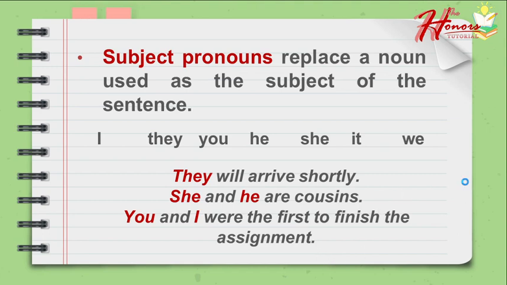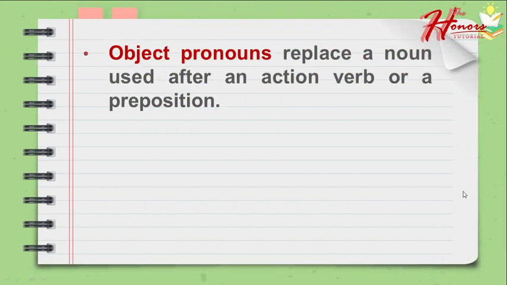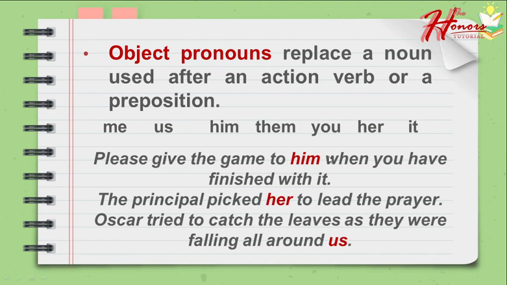So if we have the subject pronouns, we also have what we call the object pronouns. Object pronouns, from the word itself, object, replace a noun used after an action verb or a preposition. Take note that the object pronoun is put after the action verb in the sentence. So what are the examples? Me, us, him, them, you, her, and it. So again, object pronouns replace the noun receiving the action in a sentence, and it is usually found in the predicate.